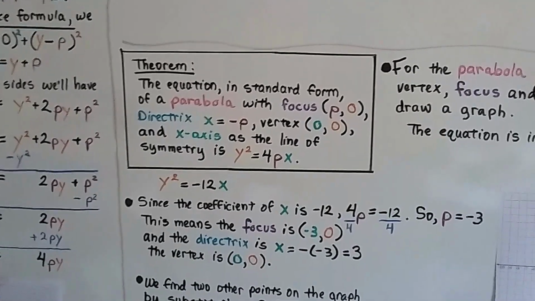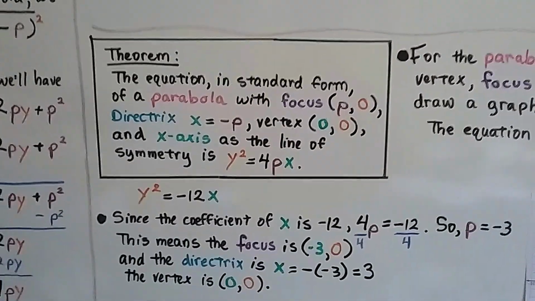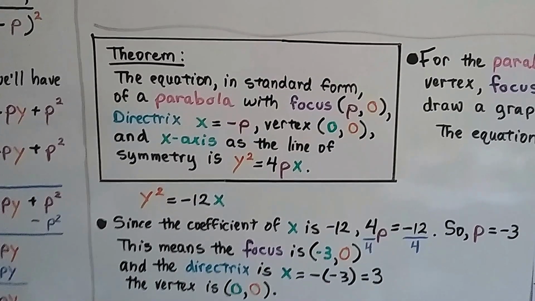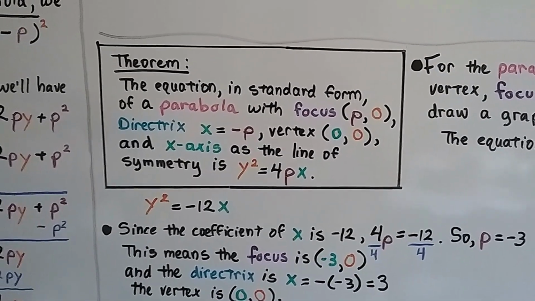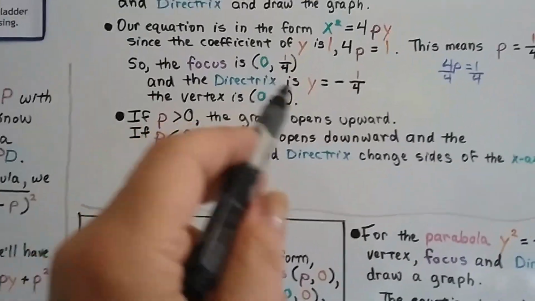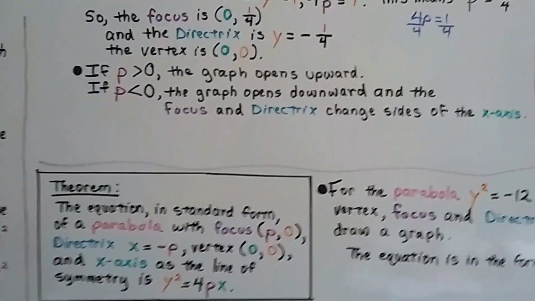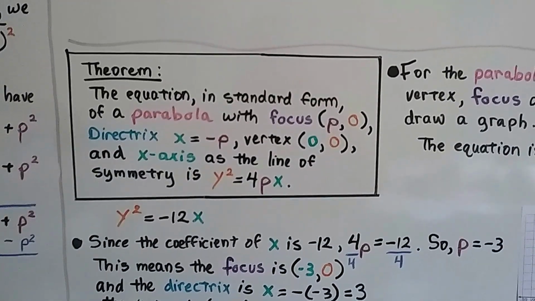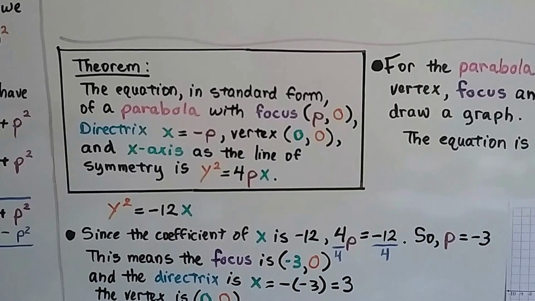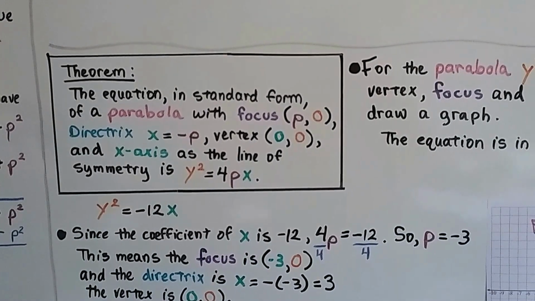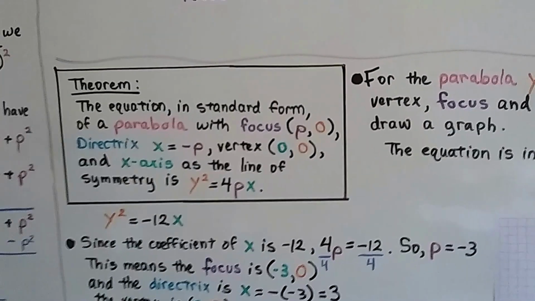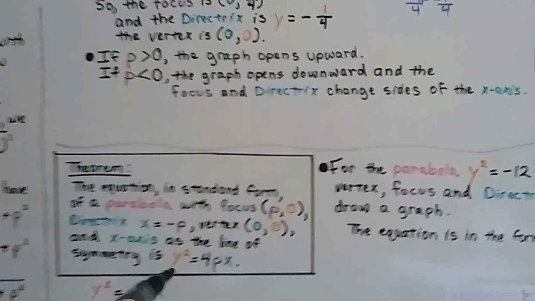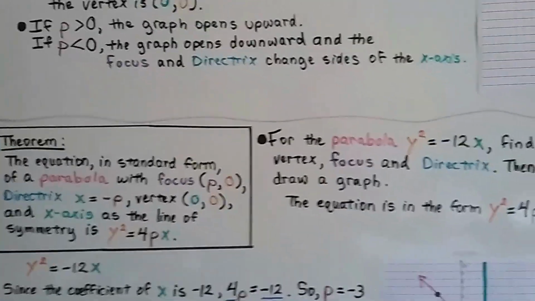Here's our next theorem. We've got the equation in standard form of a parabola with focus x is p, y is 0. The directrix is x equals negative p. So if you remember here, it was y equals negative p, right? Now we've got x equals negative p and the vertex 0, 0 at the origin, and the x-axis as the line of symmetry is y squared equals 4px. Now if you look at what we had before, we had x squared equals 4py. Now we have y squared equals 4px.